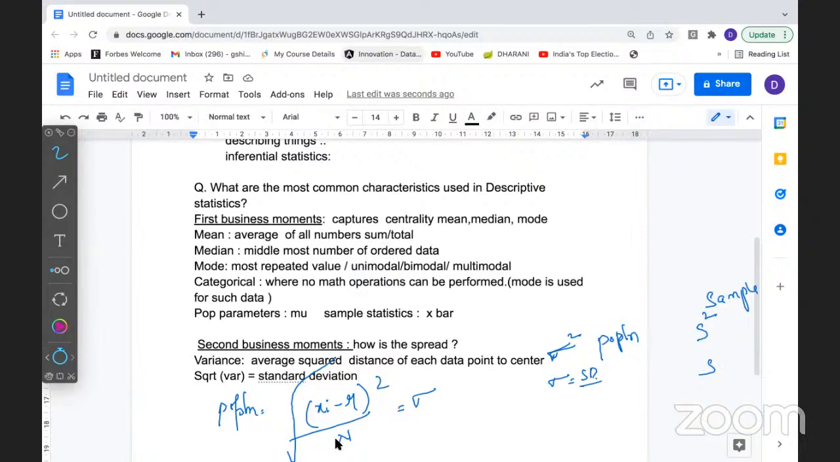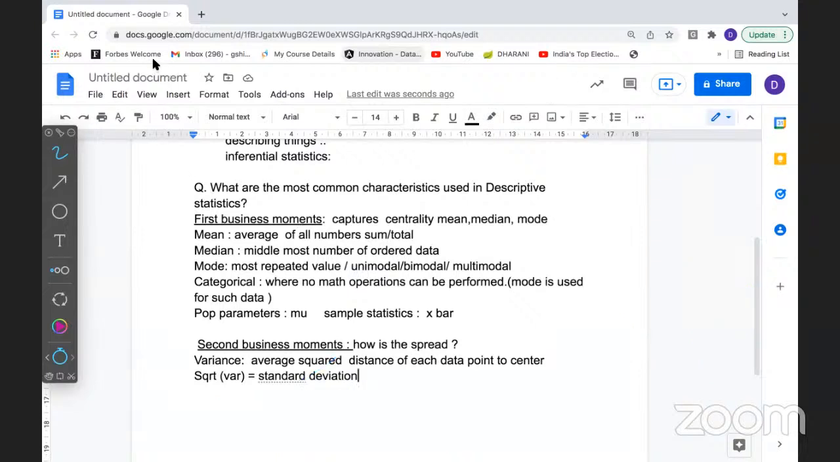Right? If it is for the population, this square is your variance: the average of each data point's squared distance from the center. This is important for us. Whatever you are getting, that is not enough. You need to even know the range. The range is nothing but the maximum minus the minimum value in your data set.